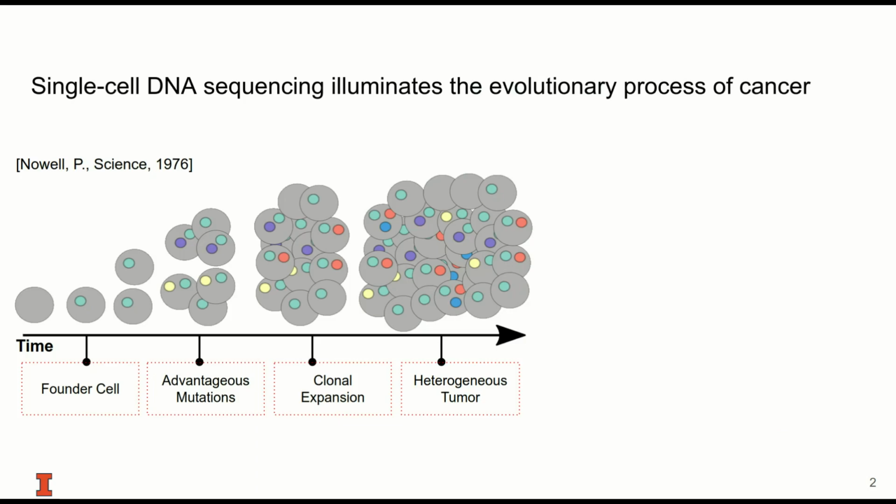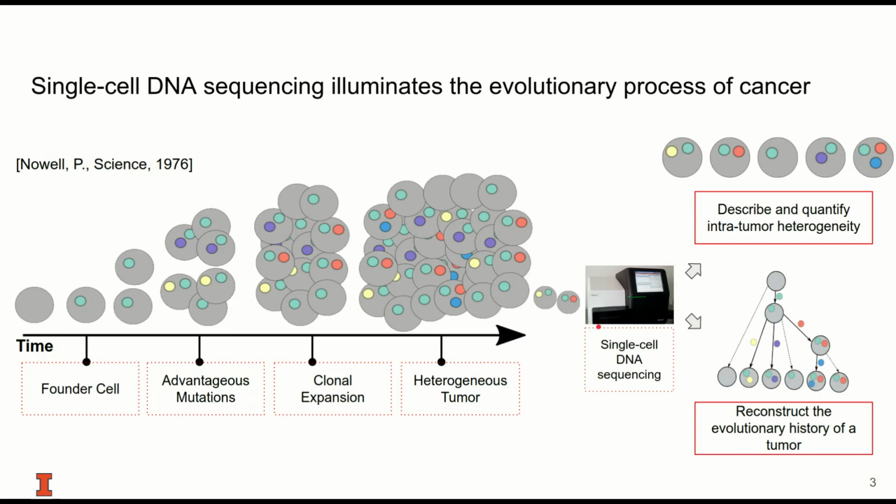So as many of you are aware, cancer arises as a result of an evolutionary process. So very briefly, a single founder cell gains a somatic mutation, and over time this cell divides and may gain additional advantageous mutations, giving rise to a clonal expansion or the growth of a tumor, with the end result of this process being a heterogeneous tumor made up of a mixture of distinct clones.